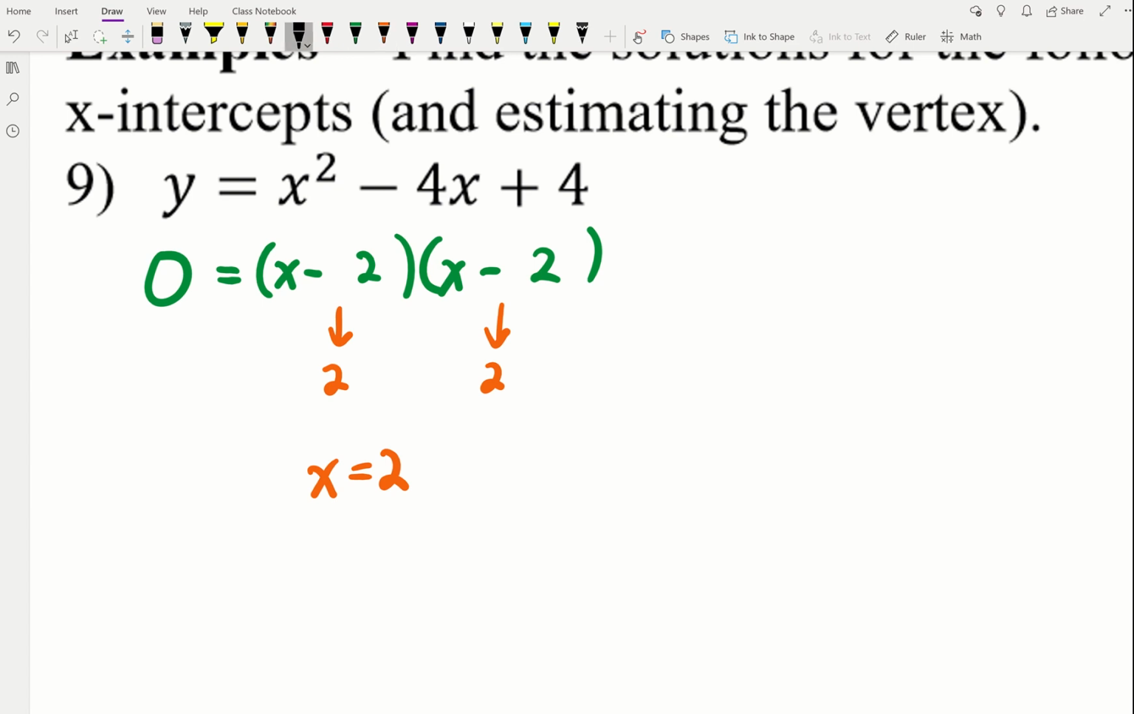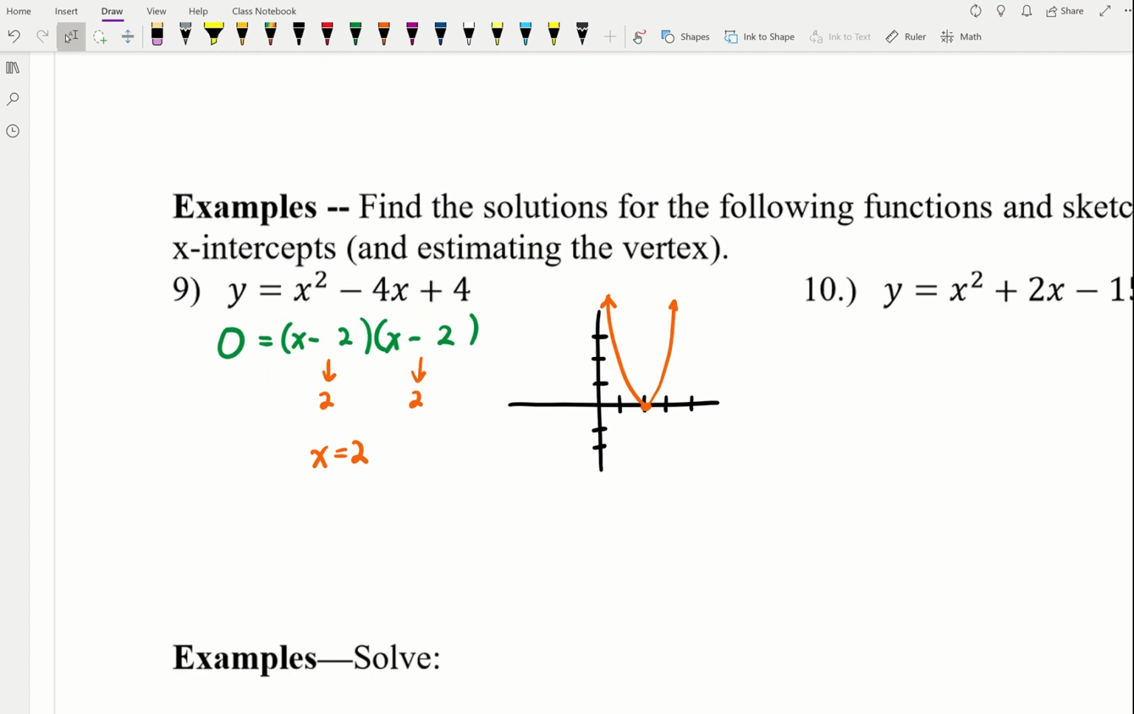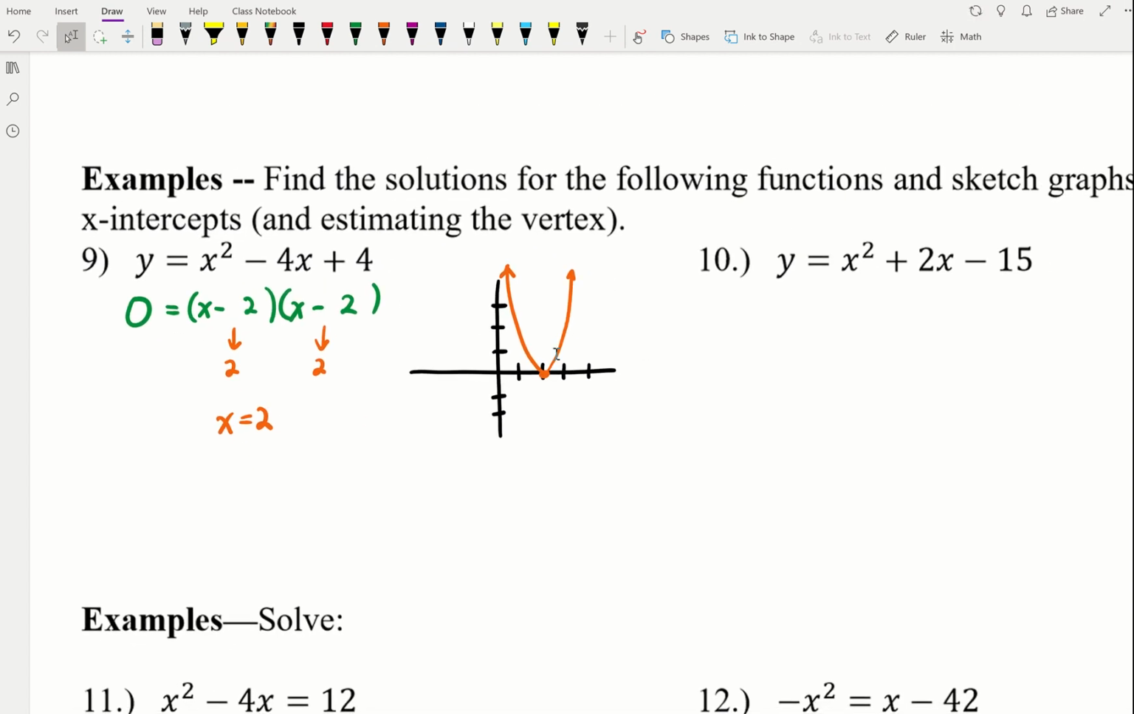And that tells me that there's only one x-intercept. So if I'm going to sketch my graph, the x-intercept is just going to simply be right here at 2. The parabola is positive, so it's going to open up. Now, there will be times when we're going to be more specific about what our graph looks like, but just based on what it's saying, sketch the graph, this is all I need to know.